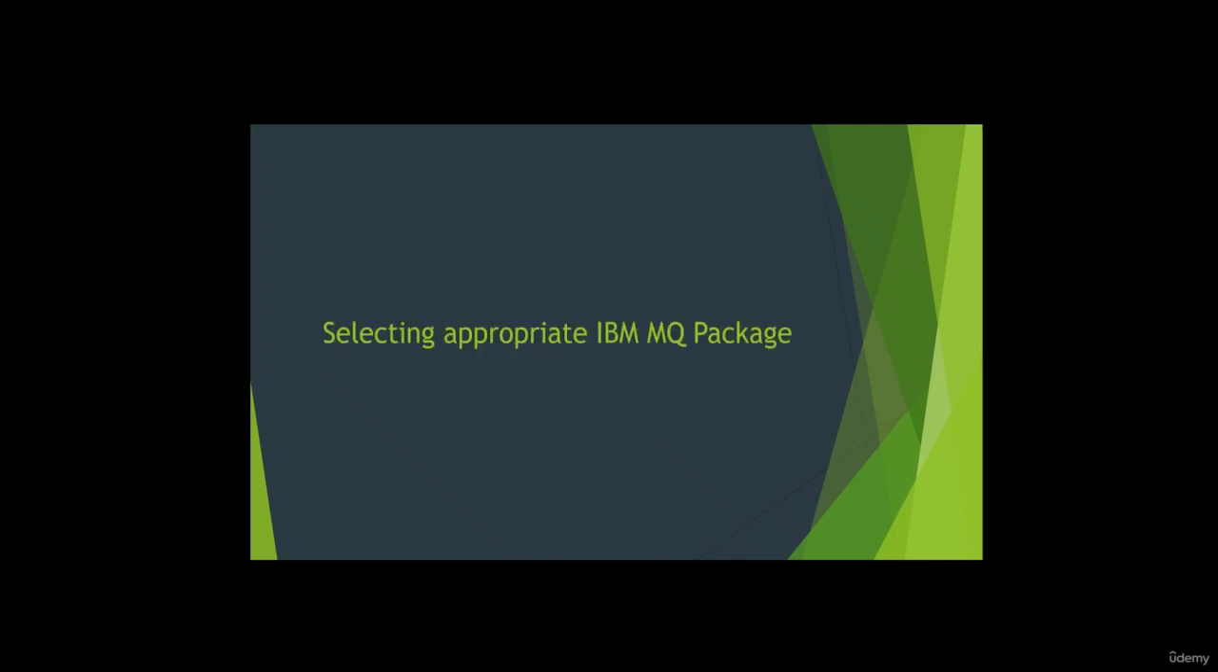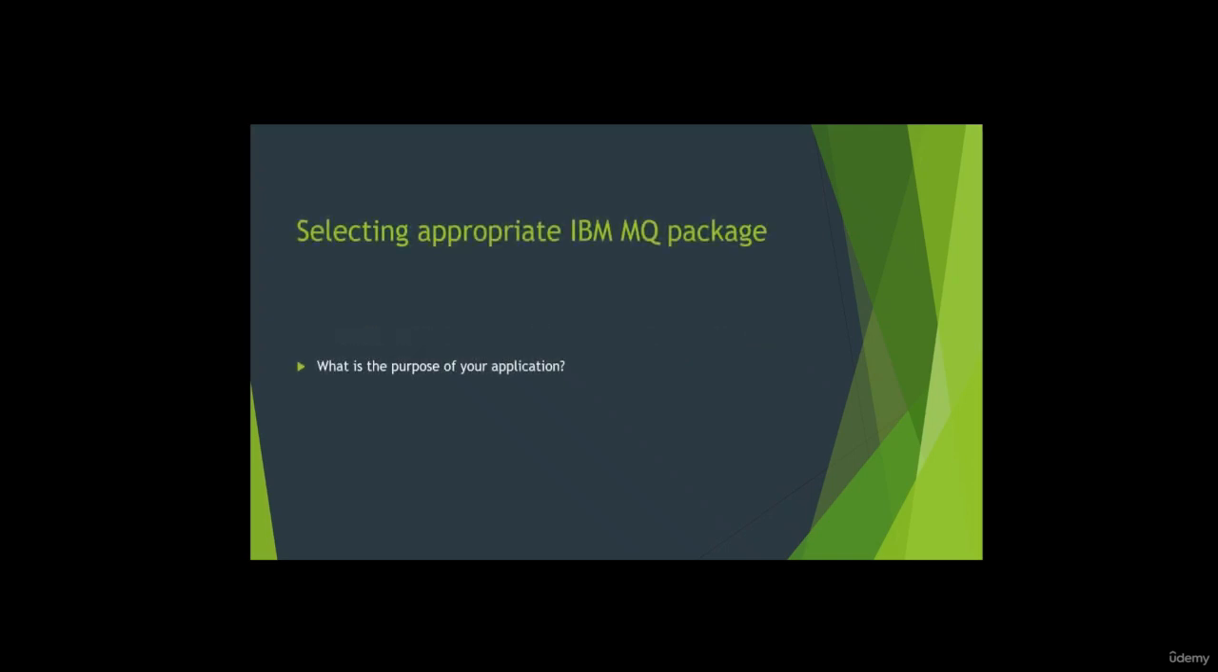Let's see how we are going to select the appropriate IBM MQ package based on your business requirement. First, you should understand the purpose of your business application or enterprise application in transferring the messages. Based on this, select an MQ server, client, or MQ Advanced package. If your business wants IBM MQ to be on the same server where the application is hosted, then you can select the MQ server package. Or if your business says that it should have high availability, and MQ and the application should not be hosted on the same server, then you can make use of MQ client.